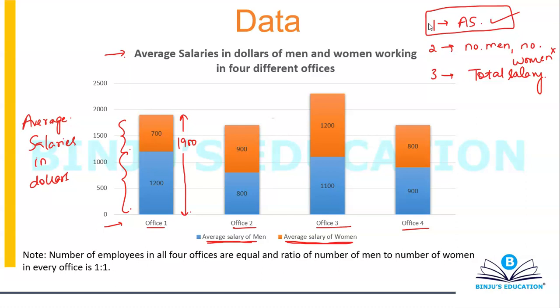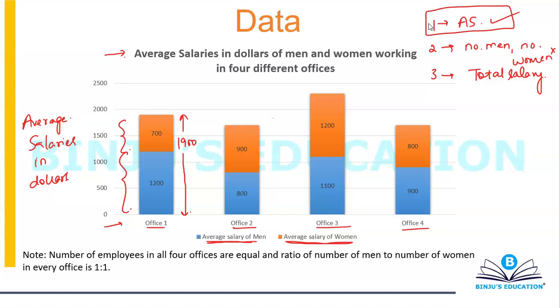So I know that if a question on average is given to me, either they'll let me know something related to the total number of employees, or they'll let me know something regarding the total salary, and from there they can move to anything. But I need one of the two pieces of information, otherwise I can't do anything with this piece of information.